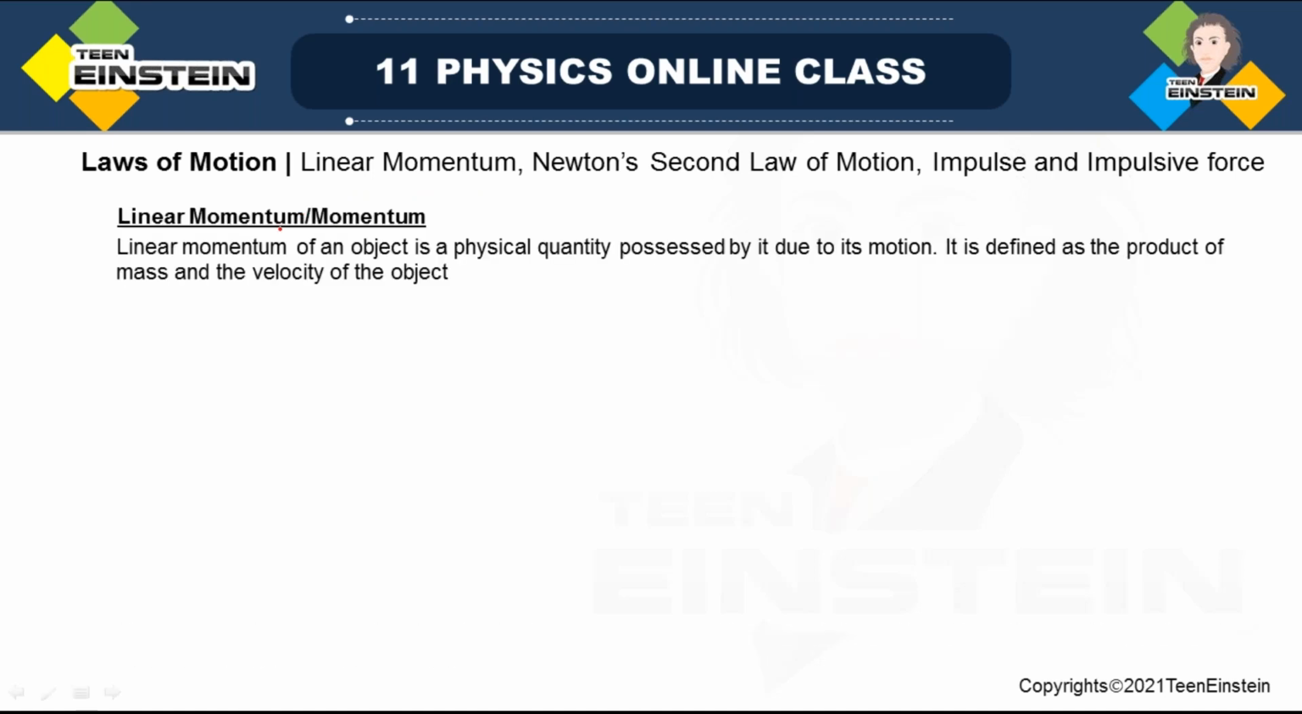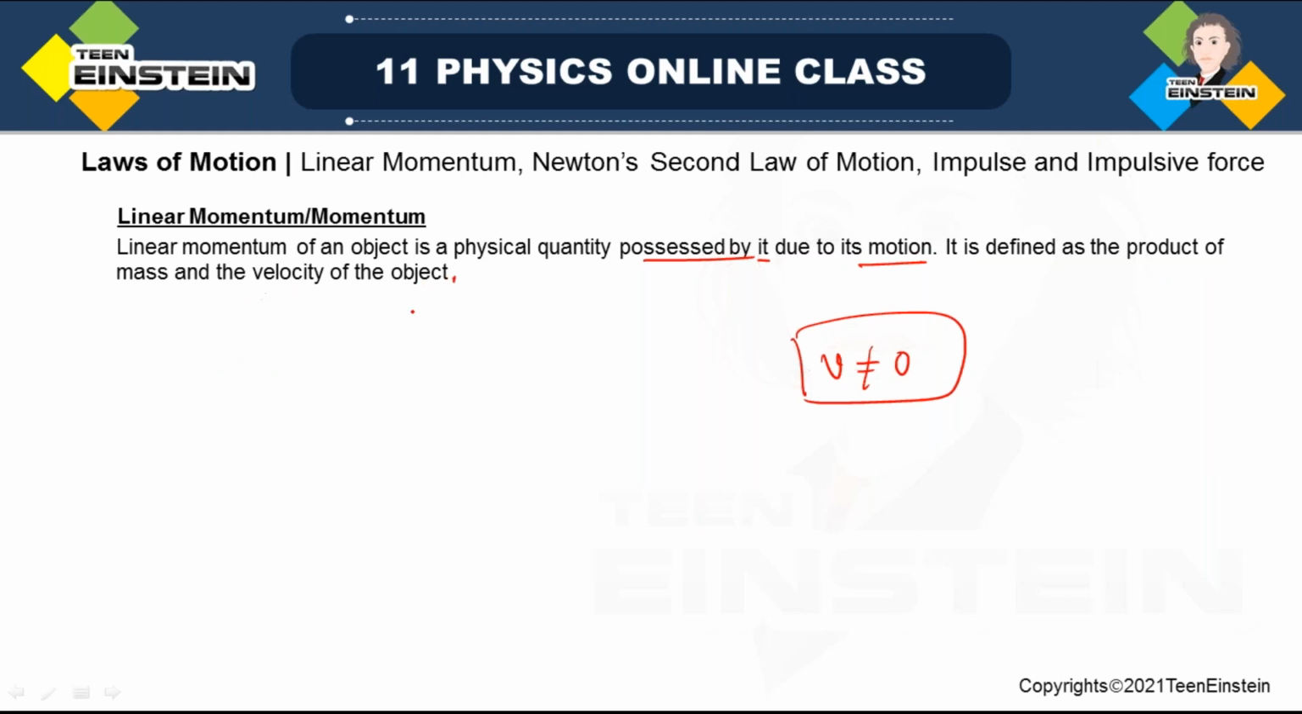So linear momentum of an object is a physical quantity possessed by that object due to its motion. Motion means there should be non-zero velocity. Then only you will have linear momentum. Obviously we'll see what is the definition. The definition is this: the linear momentum is defined as the product of mass and the velocity.